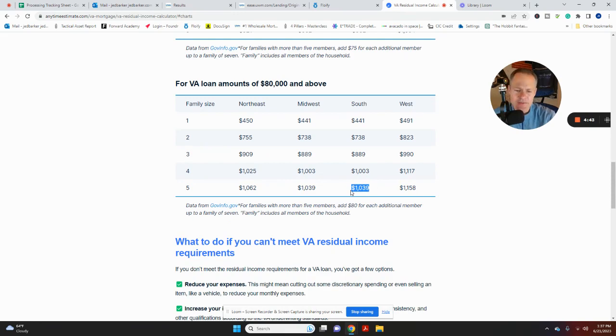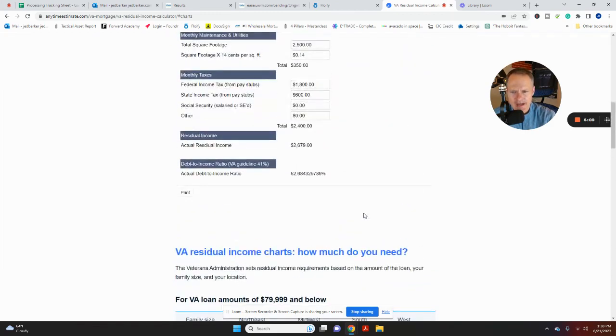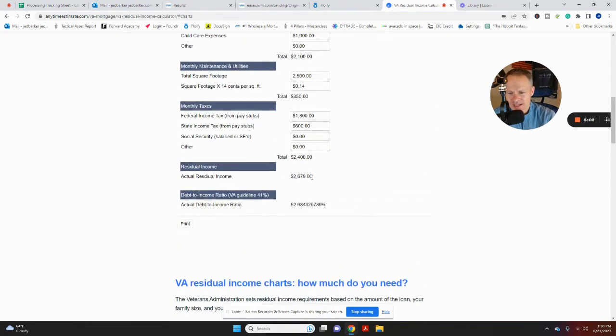All else being equal, as far as do I have a credit score that will qualify? Do I have anything on my credit report that would disqualify me? Stuff like that. But we're just talking about residual income and debt to income today. So this says I need $1,039 to qualify. If we go back up, I actually have $2,679. So I do qualify, even though I have a 52% DTI.